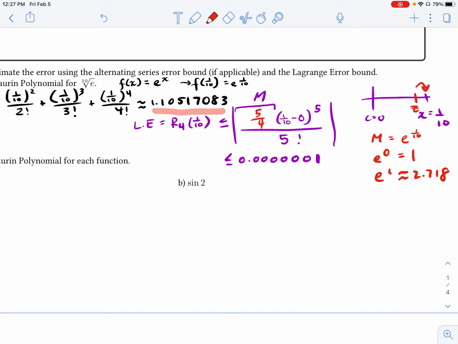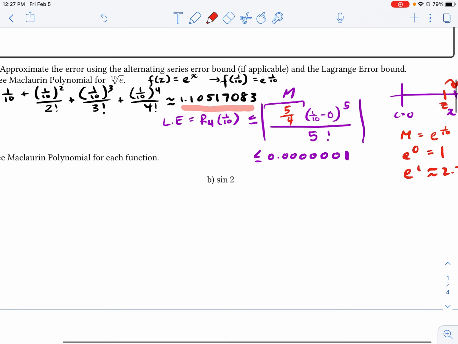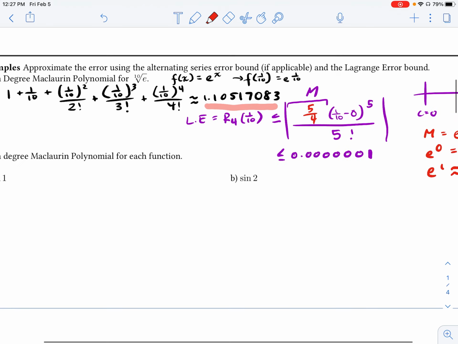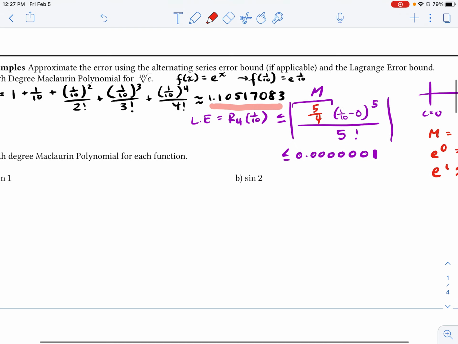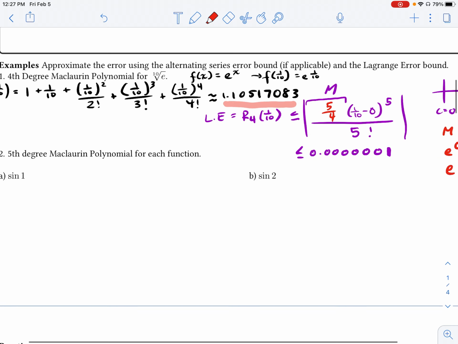And if you have the time, go ahead and find the actual error by taking e to the 1/10 power and subtracting our approximation from it, and you'll see that that error is even smaller, and it's supposed to be. We're coming up with the worst possible error here for the Lagrange error bound.